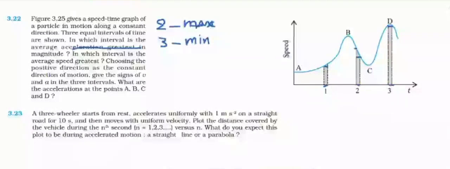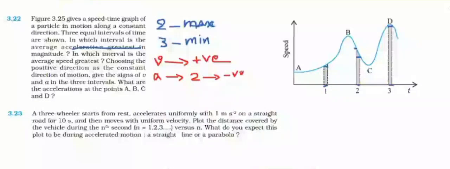So position is positive, velocity is positive, because our graph is only in the positive direction. So velocity is positive in all three cases. Come to the acceleration. You can see in the first case the slope is upward, in the third case also in the starting it is going upward, and only in the second case the graph is downward. So in the second case it is negative. In the other two cases it is positive.